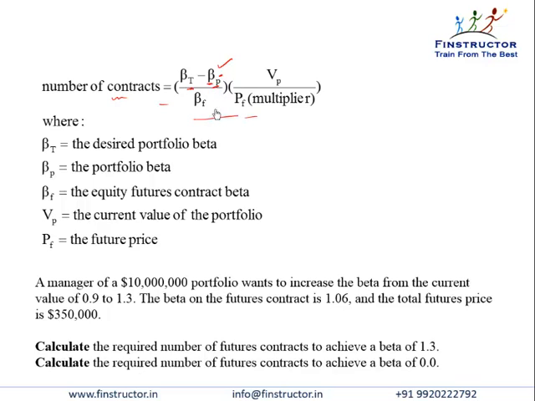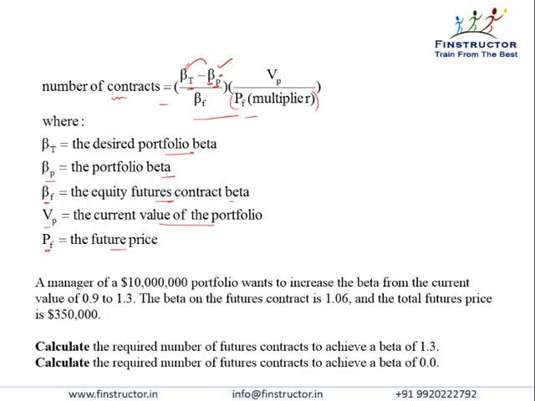We will soon derive this formula. Beta T is the desired portfolio beta. Beta P is the current beta. Beta F is the beta of the futures contract that we are using to achieve this transition. VP is the current value of the portfolio, and PF is the price of one future. PF into the multiplier will be the price of one contract that we can purchase.